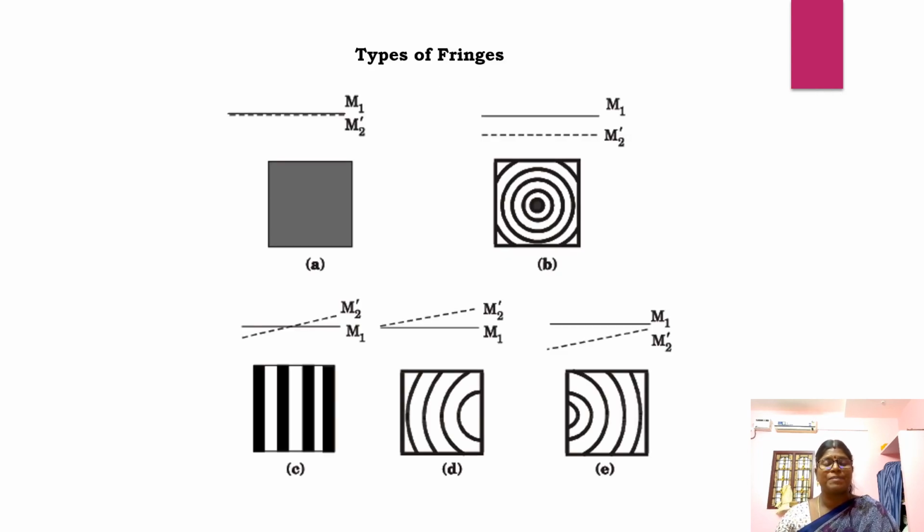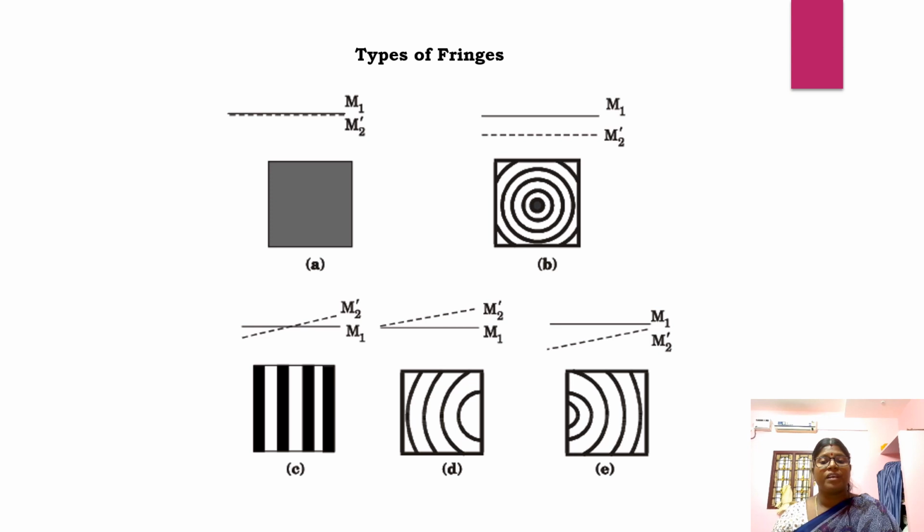So these are all the types of fringes obtained in the Michelson interferometer experiment. When the two images, M1 and M2 prime, where M1 is the mirror and M2 prime is the virtual image of the mirror M2 on M1, coincide, there is no path difference. So there is no interference pattern.